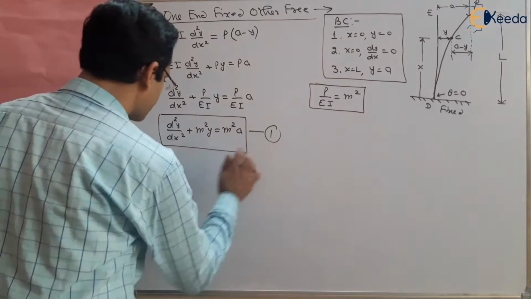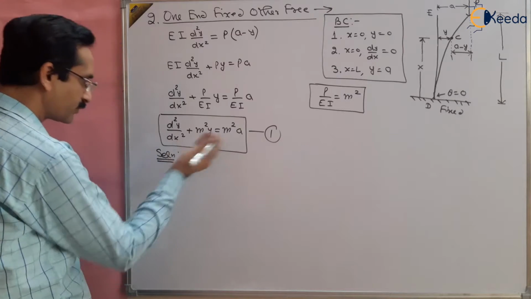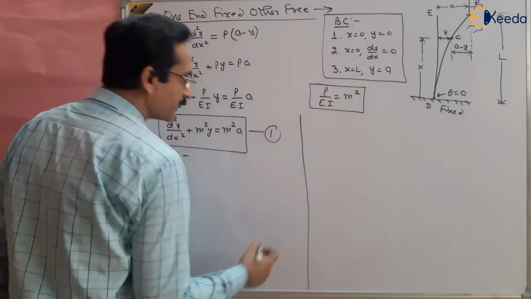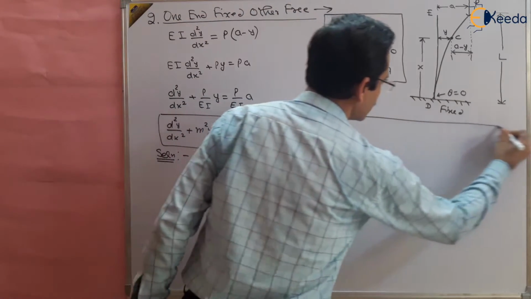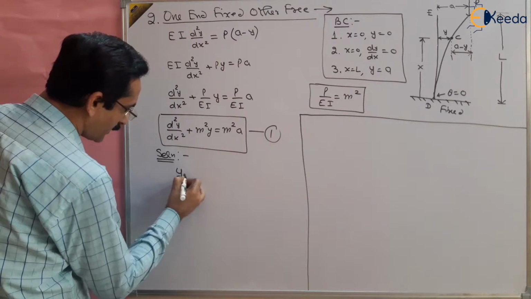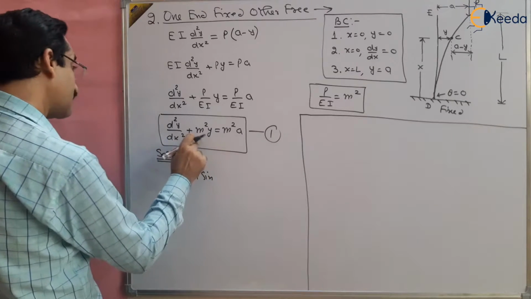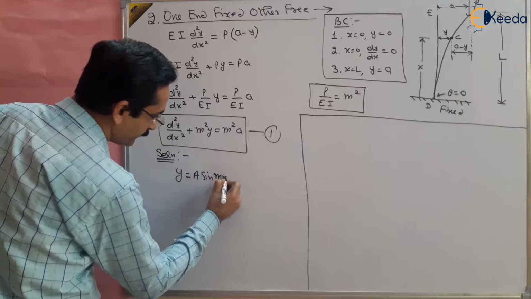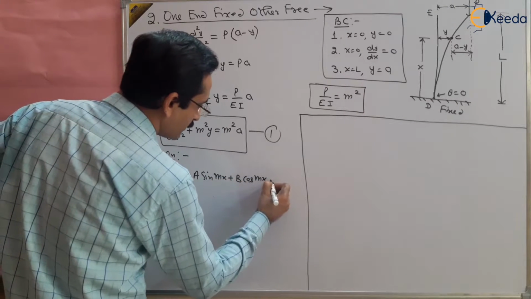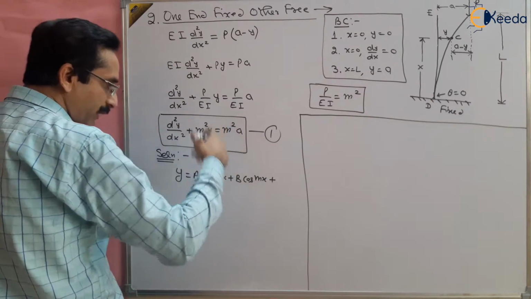And what is the solution of this? You must know the solution of this mathematically. Check your mathematics and find out the solution. So you will get the solution of this equation as y equal to A sine mx plus B cos mx plus m square A divided by m square.